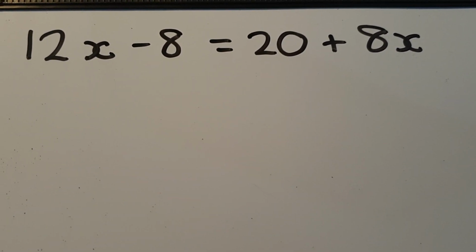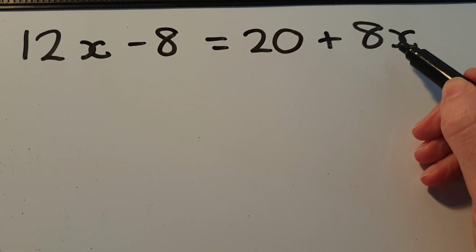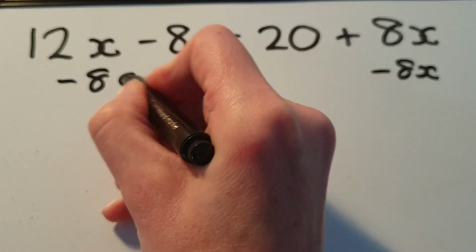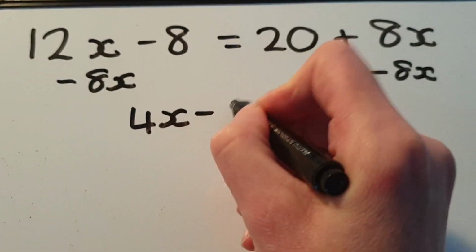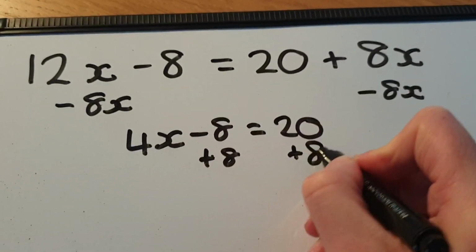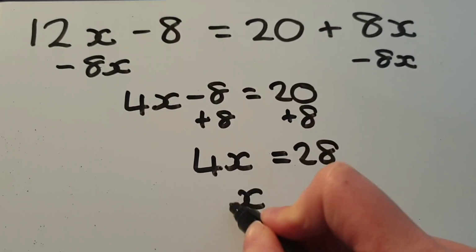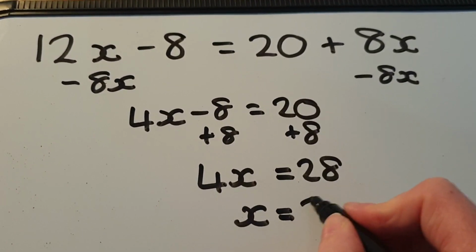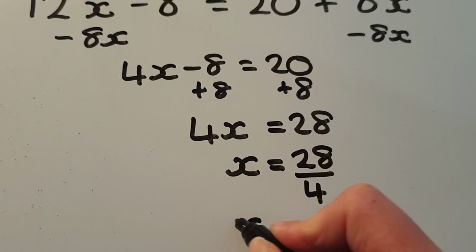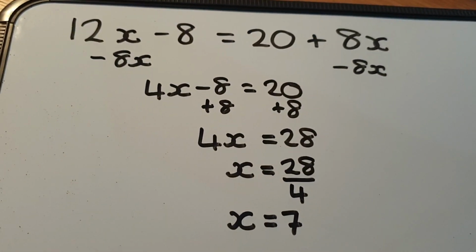Sometimes they'll try and confuse you by writing the x second, but we'll just solve it the exact same way. So we're just going to take away 8x from both sides. You'll have 4x minus 8 equals 20. And then all we do is add the 8 to both sides. So 4x equals 28, and then to find our x value, we're just going to divide the 28 by the 4, which does give us a lovely whole number of 7. So the answer is x equals 7.